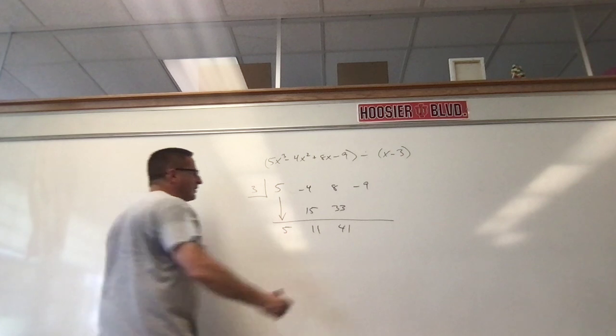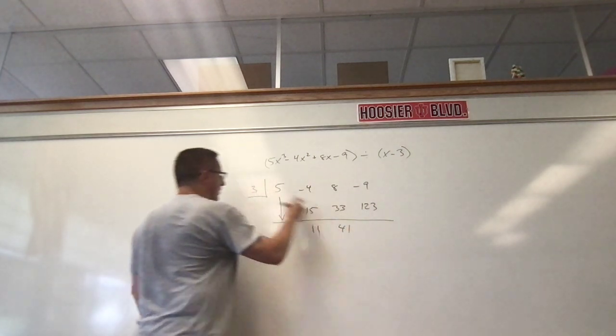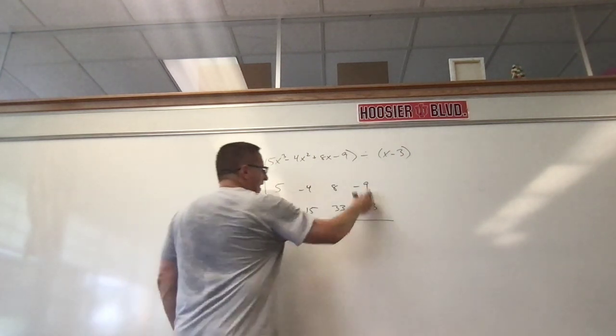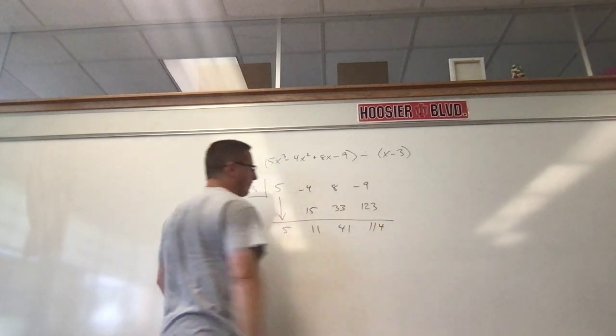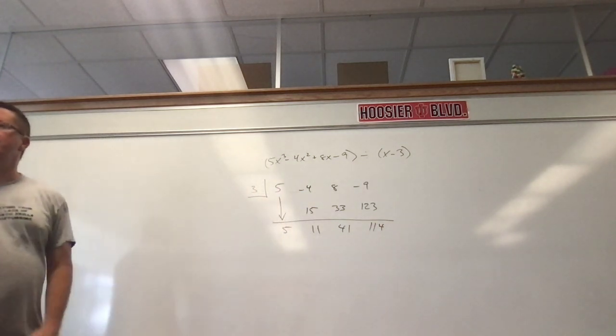Okay, next one I'm going to write is 123. 41 times 3. Then we're going to add these and get 114. And we're almost done. This problem's almost done.